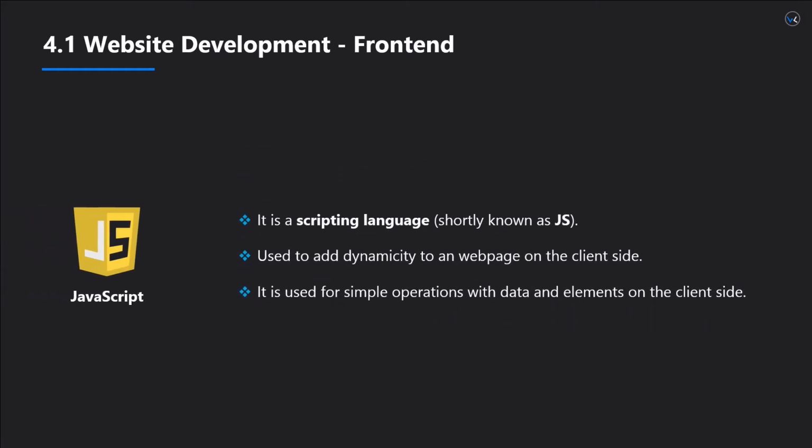And lastly, JavaScript. It is a scripting language, shortly known as JS. It is used to add dynamicity to a web page on the client side. For example, you can change the content of any HTML element when a button is clicked, or change the styling of an element when the mouse pointer is hovered on it, and many more interactive things that you can think of. Also, it is used for simple operations with data and elements on the client side where there is no need to access data from the backend.